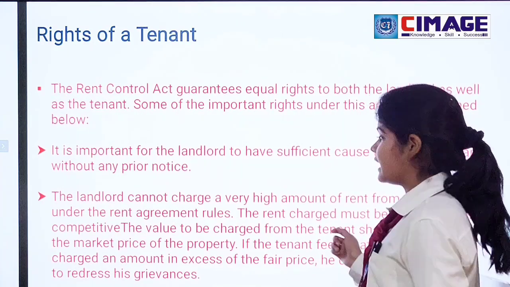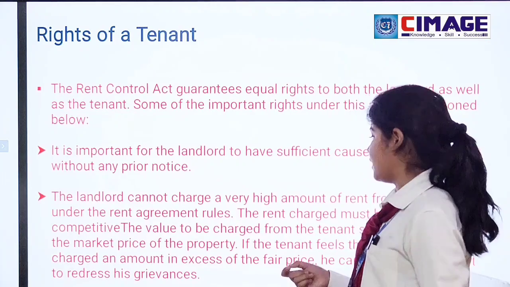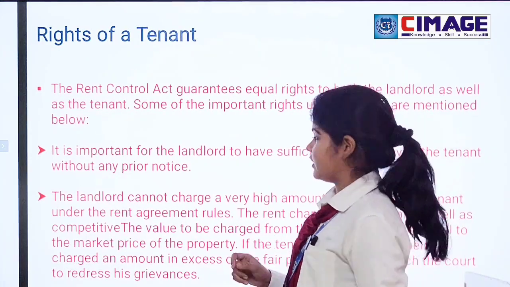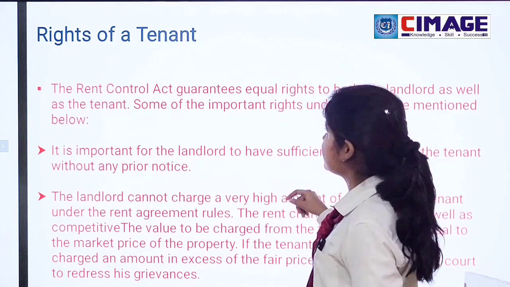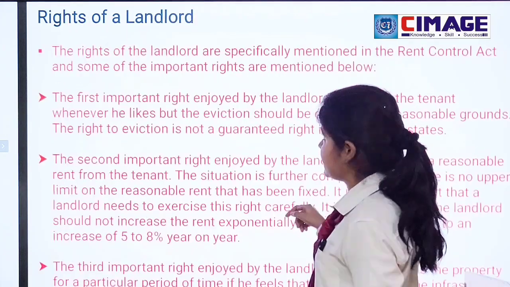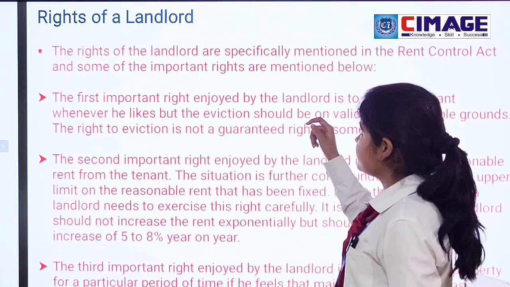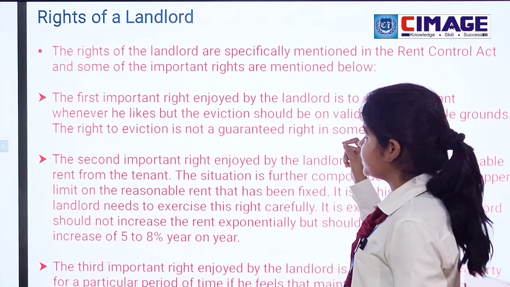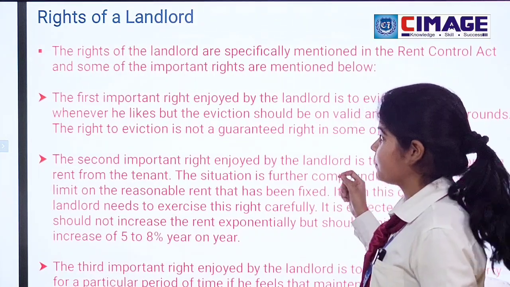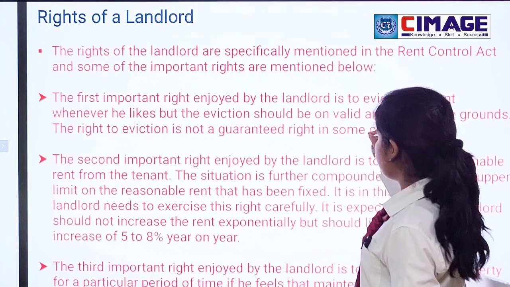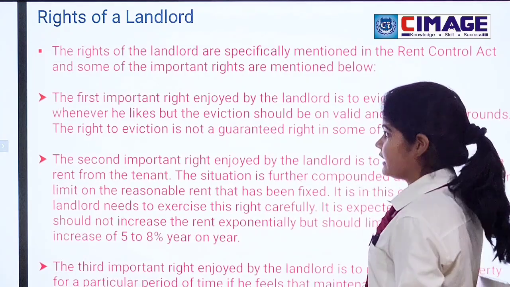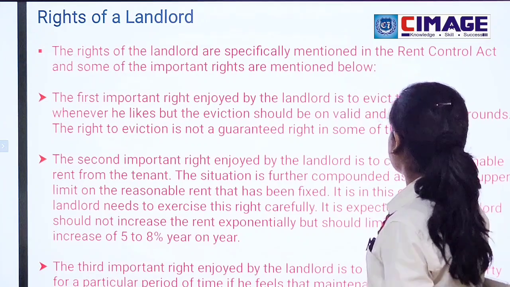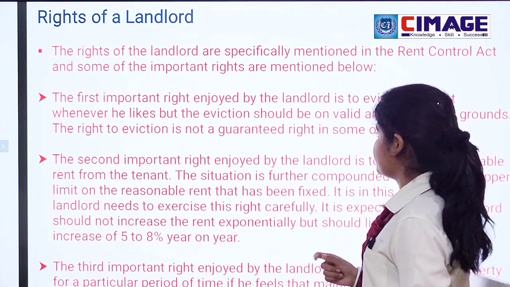the tenant feels that he is being charged an extra amount, then he can approach the court to redress his grievances. After that, there are certain rights for the landlord as well, which are specifically mentioned in the Rent Control Act, and some of the important rights are mentioned below. The first important right enjoyed by the landlord is to evict the tenant whenever he likes, but the eviction should be valid and on reasonable ground.